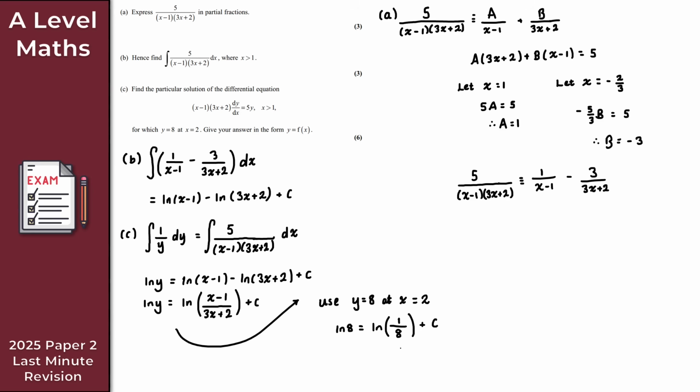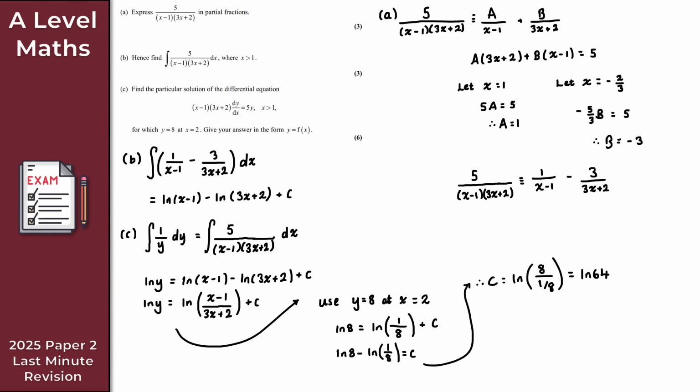Just solving for c here, right? So that is ln 8 minus ln of 1 over 8 is equal to c. So let's write c as a single logarithm. So c is equal to ln 8 all over 1 over 8, which is the same as ln 64.